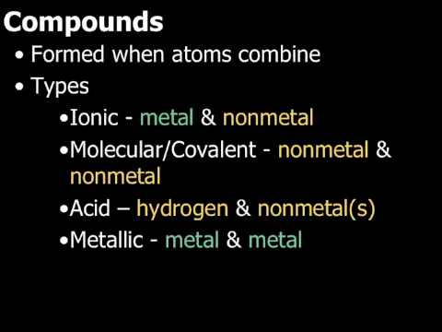So the first type is ionic. An ionic compound has a metal and a nonmetal. The next type we're going to look at are molecular or covalent compounds. These are made out of nonmetals and nonmetals. The third type are acids. Acids have a hydrogen and then some other nonmetal or nonmetals attached to it. And then the final one is a metallic compound, and those are metals and metals.